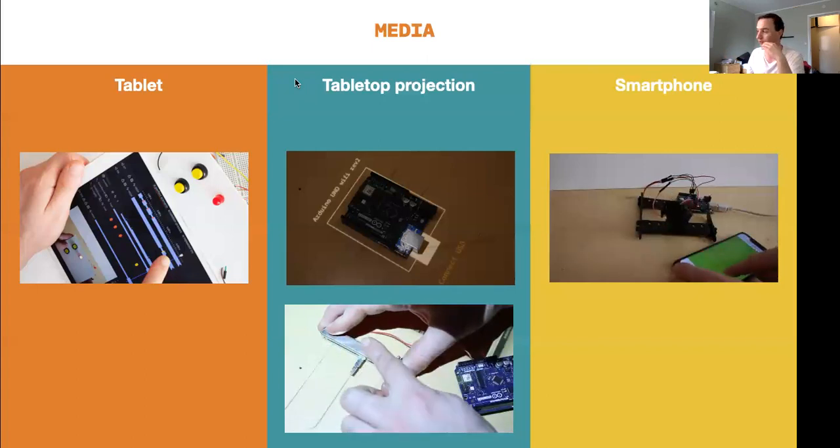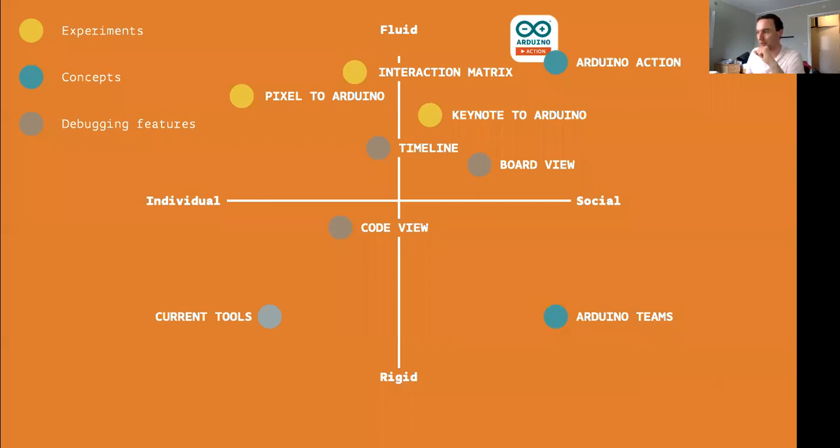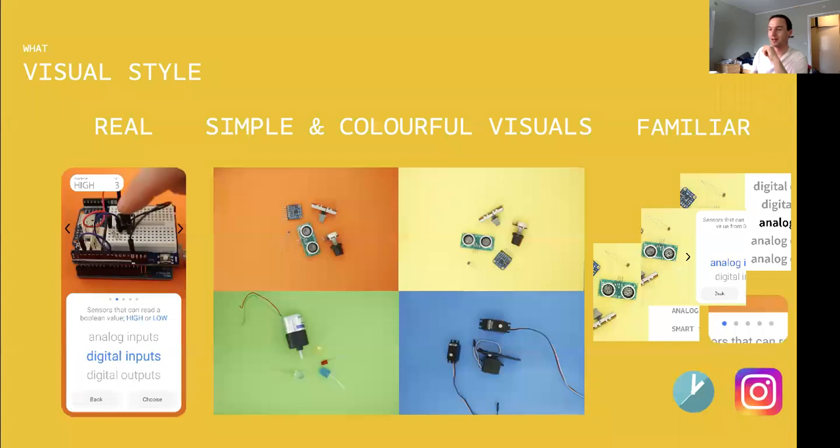You can switch through these roles quite easily. So Arduino Action tries to be somewhere in the fluid social realm of things. In terms of visual style, I wanted to make it real, so show real hardware, not some abstract representation of hardware, but show the real thing. Make simple and colorful visuals and make it kind of familiar. So I'm using a bit of Google Material Design, some metaphors from Instagram and other social networks. So it's kind of familiar, but it still looks quite fresh in a way.